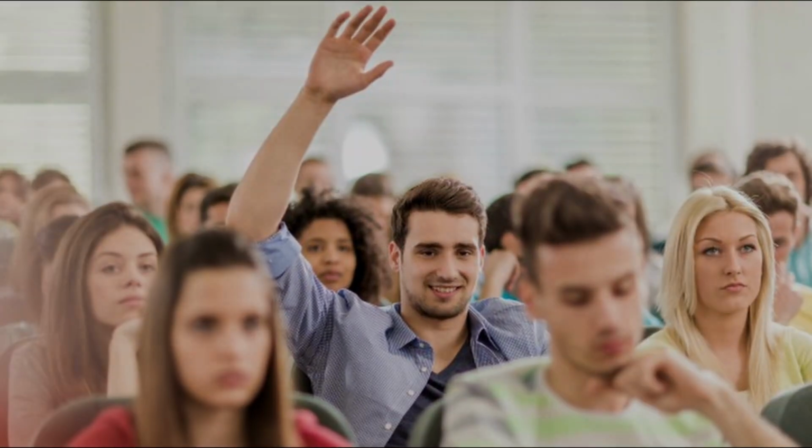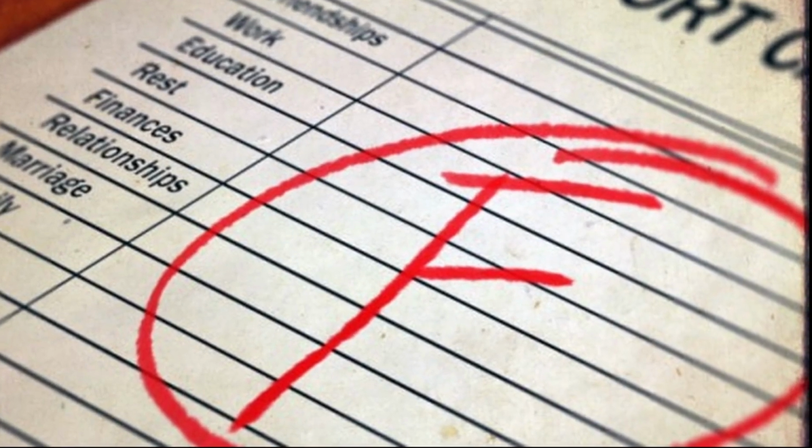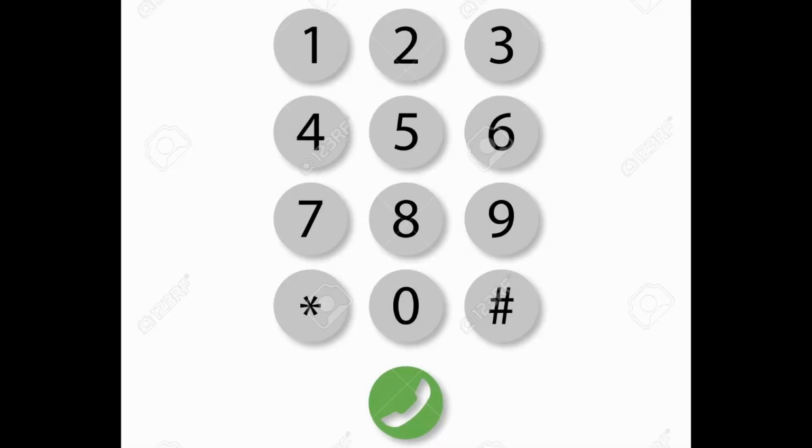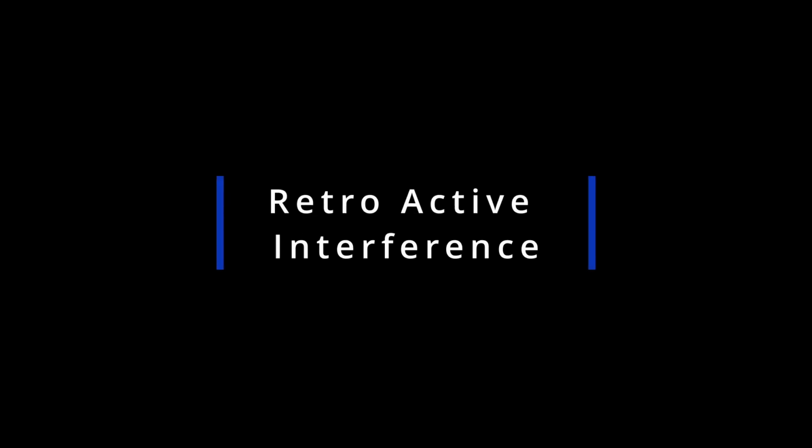So retroactive interference occurs when newly learned information interferes with the recall of older memories. A good example for this would be, just imagine you're trying to remember your old phone number from several years ago. You recently changed your number, and the new one is constantly on your mind. This is an example of retroactive interference. The new phone number is making it harder to remember the old phone number.